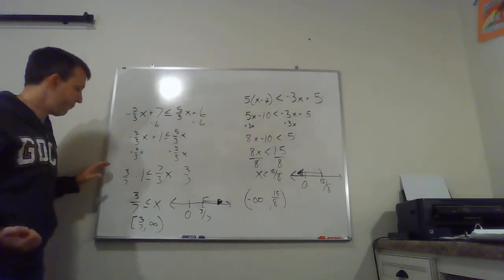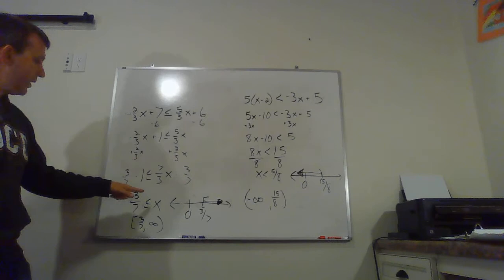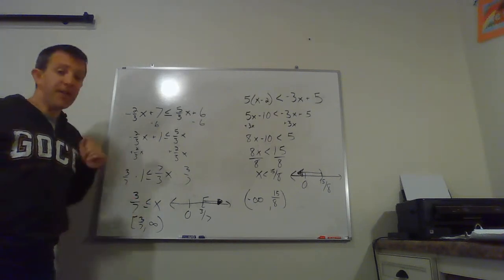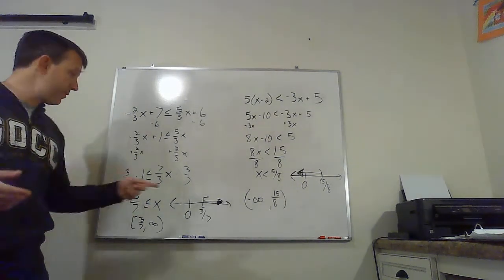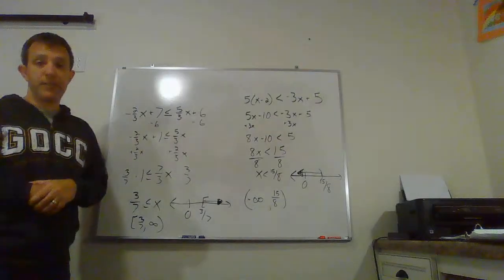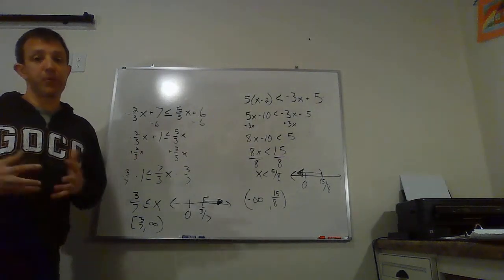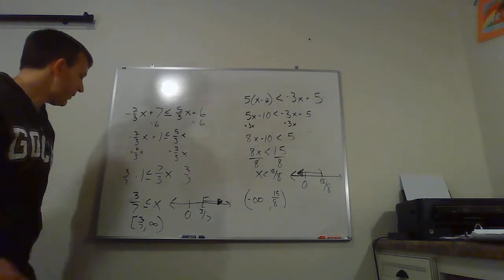You'd just be left with x. So I get 3/7 is less than or equal to x. Notice this time I did not flip the sign in the middle because 3/7 was a positive number. Since I was multiplying both sides by a positive, I didn't need to switch it.